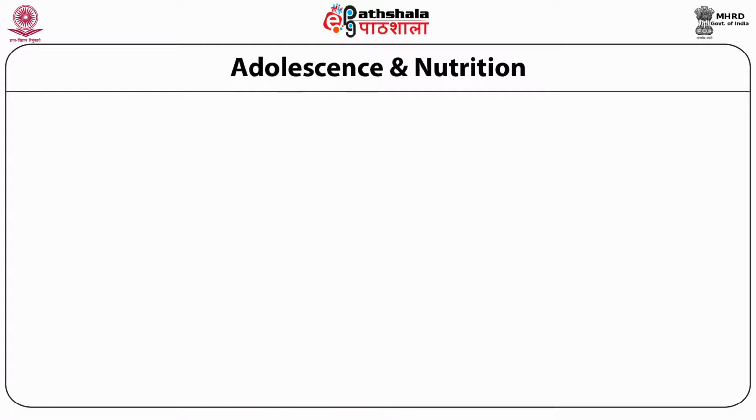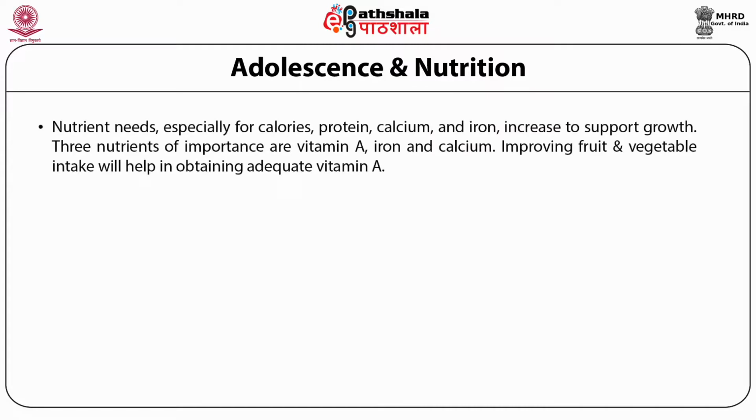Adolescence and nutrition are equally important, because adolescence is a transition phase between childhood and adulthood. The nutrient needs, especially calories, protein, calcium and iron, increase to support the growth. These nutrients of importance are vitamin A, iron and calcium. So there is an utmost importance of these particular nutrients during the adolescent stage. Improving a fruit and vegetable rich diet will help in obtaining an adequate amount of vitamin A.